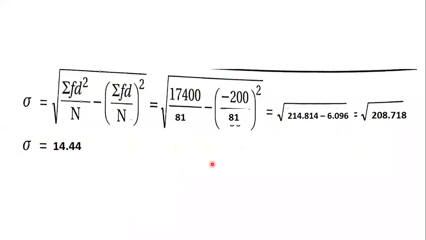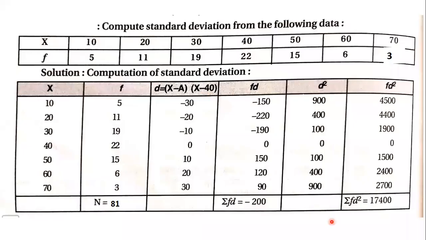Here we have assumed a mean, that is 40, and then we have calculated the values. To summarize the whole problem, we took the x value and f value from the question. We found out the total of f, that is n is equal to 81. Then we assumed a mean, that is 40. 40 is the central value. Then we found the deviations. Deviation formula is x minus assumed mean. Once I found x minus assumed mean, these d values are supposed to be multiplied with f to form fd.